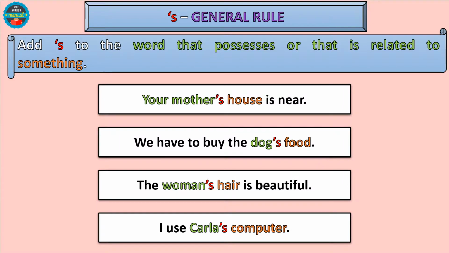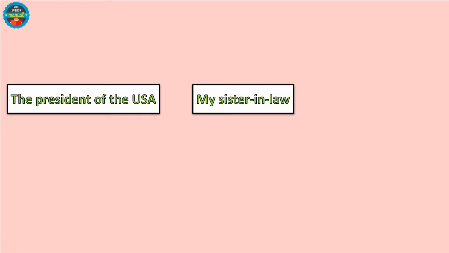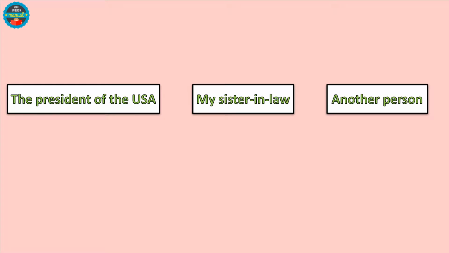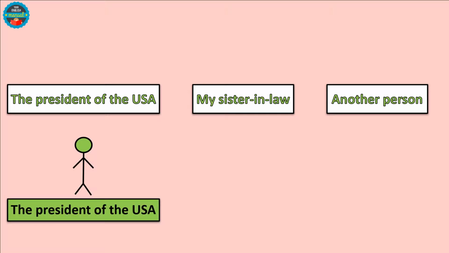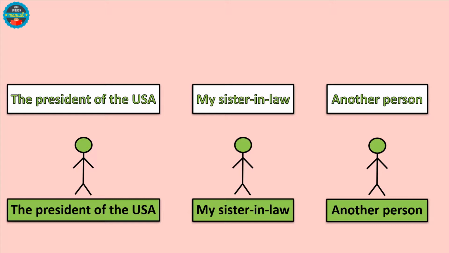However, sometimes the owner of something is written with two or more words. For example, the President of the USA, my sister-in-law, or another person. But this is really simple actually, if you think about it. The President of the USA is only one person. The same goes for my sister-in-law and another person. Even though it's more than one word, all of them together are talking about the same person.